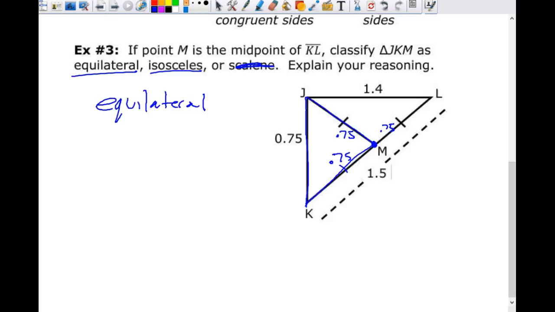There's one here. No, but we're looking at this triangle here. No, this one's 0.75. This is an isosceles triangle. Yeah, does not have a congruency tick.